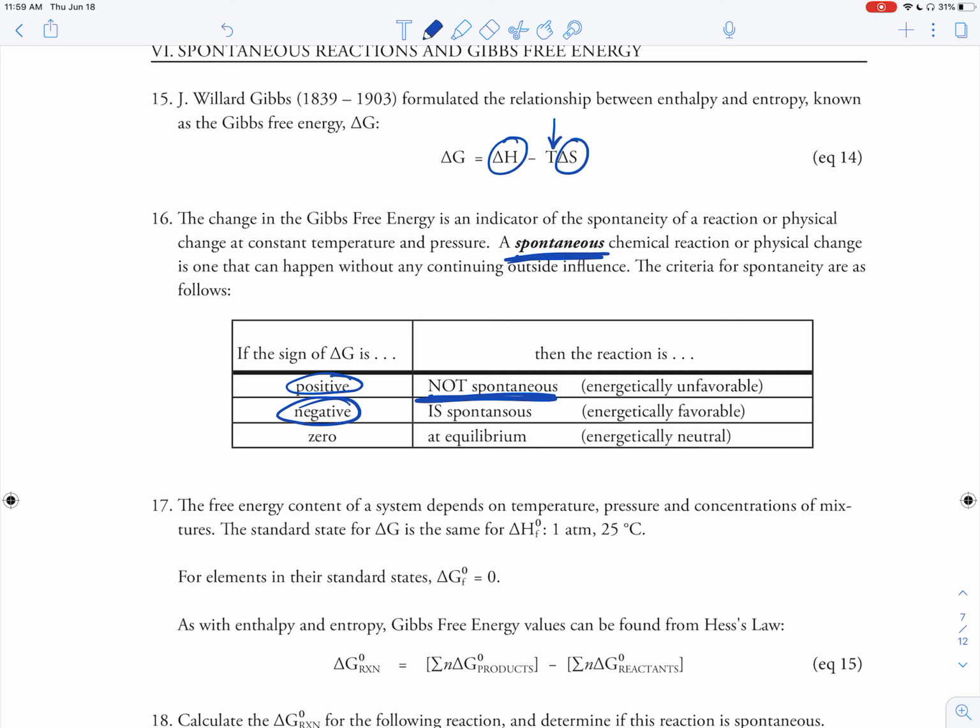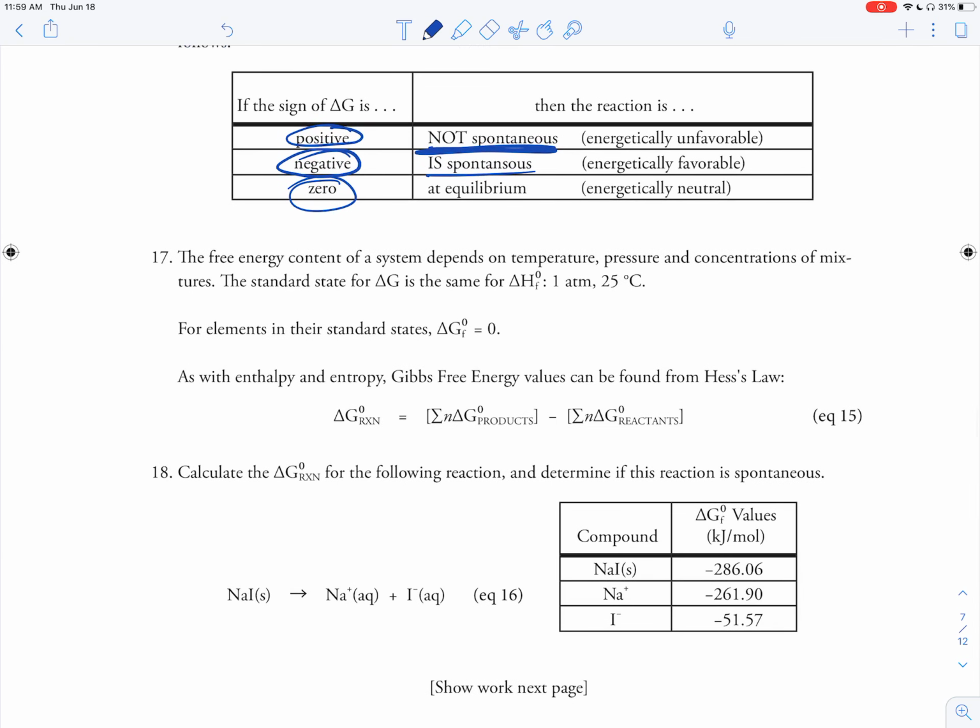If the delta G is negative, it is spontaneous, and that means if you just put the reactants together, they're going to form products. It doesn't matter what you do to it; they're going to form that. If you're at 0, though, you're just neutral and nothing's going to happen. They wouldn't react anyway. Okay.